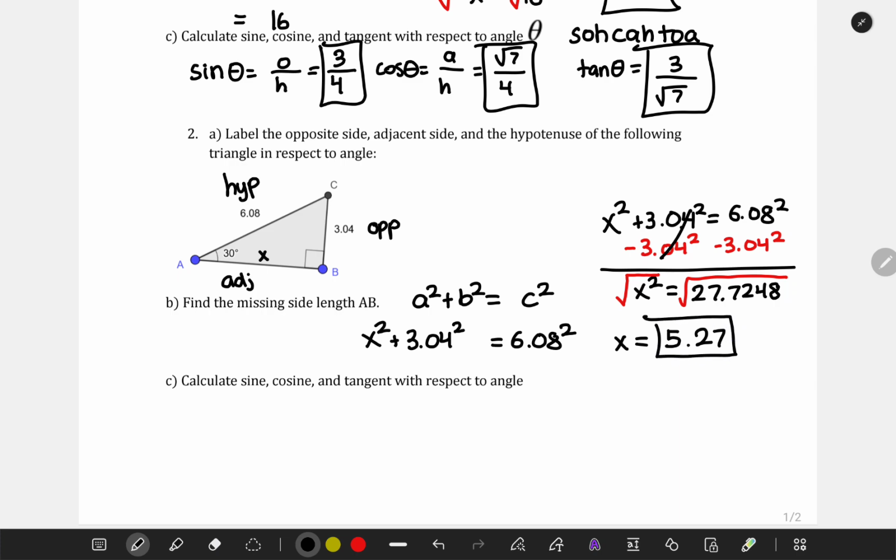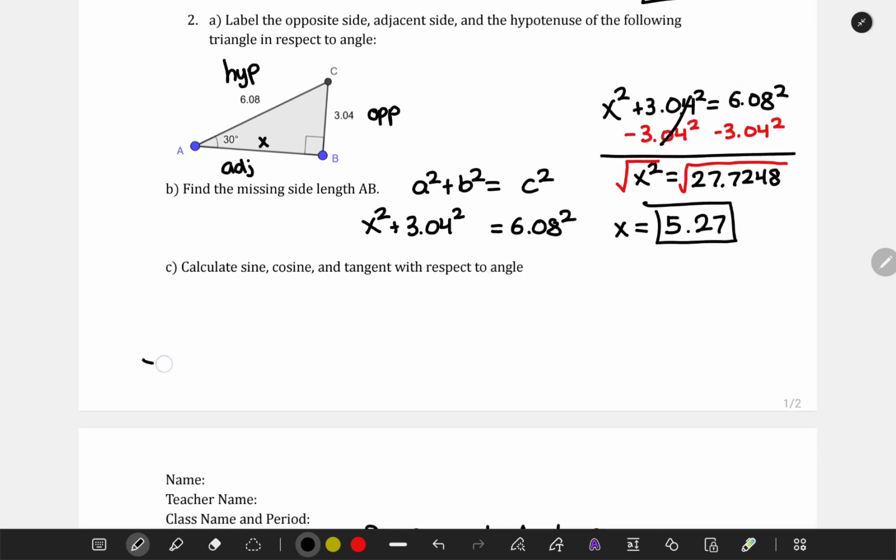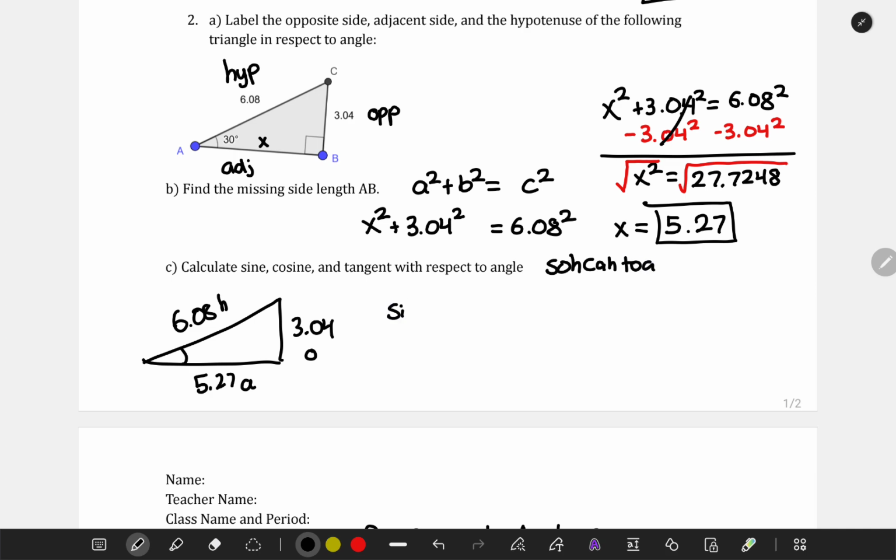Okay, so we have our three sides. We have, again, this triangle, 3.04, 6.08, and 5.27. So again, this was O, this was A, this was H. SOHCAHTOA is all we need to calculate. Sine, so, is 3.04 over 6.08. That gives me a total of 1/2.